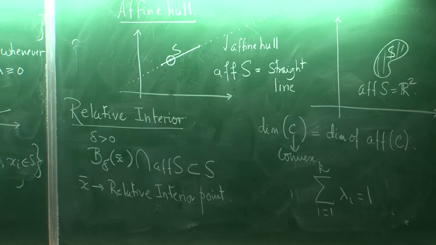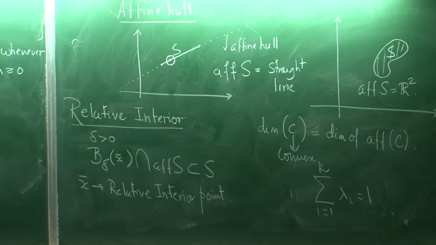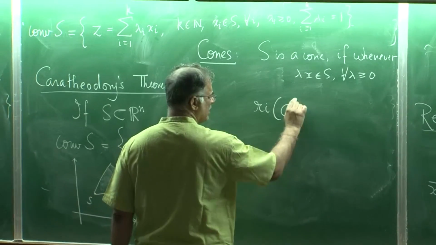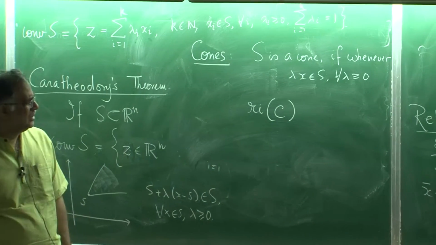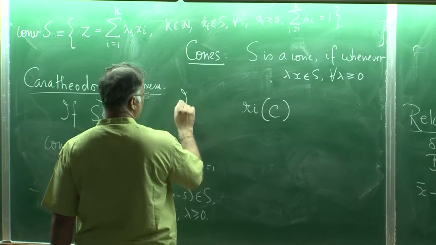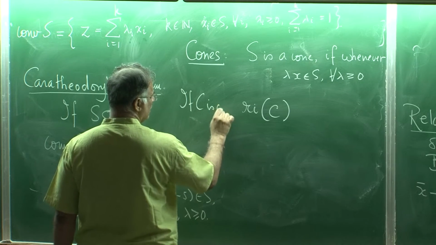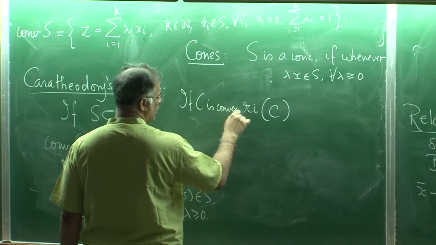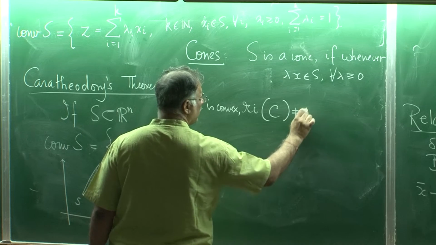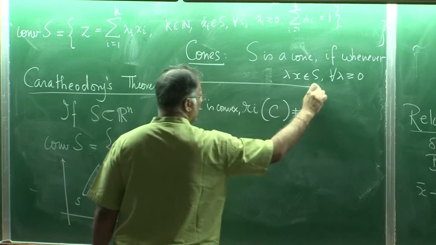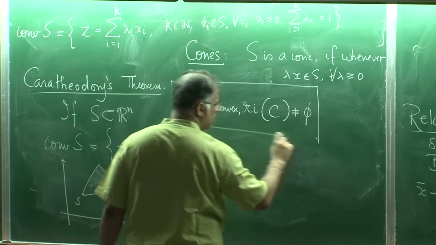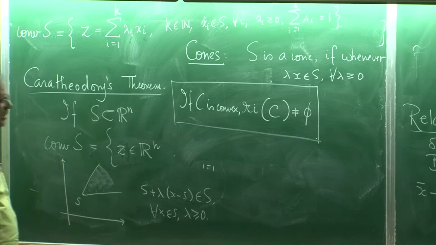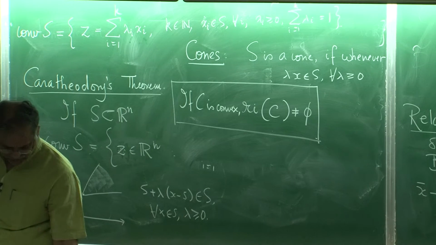A very important result of convex analysis is that the relative interior of a convex set is always non-empty. So, the relative interior of a convex set, that is the collection of all relative interior points, is given by this RIC. So, if C is convex, this relative interior is always non-empty. This is a very famous result, but this is not true when you are in infinite dimensions. But we are not getting into infinite dimensions, so we just have to take care of this result.